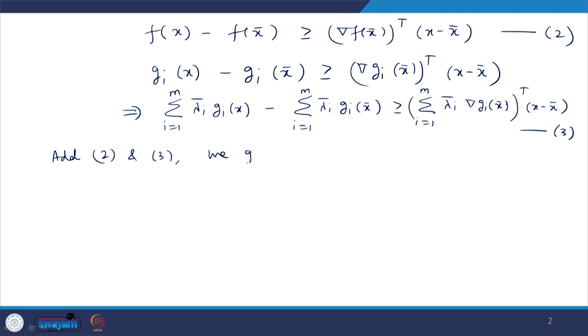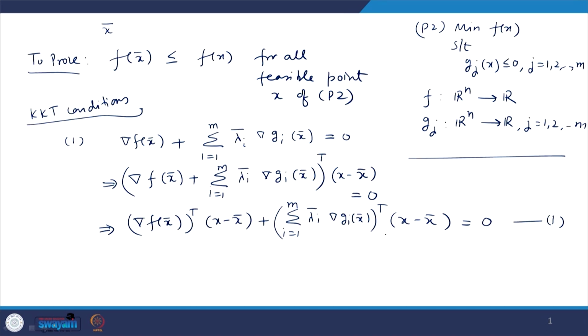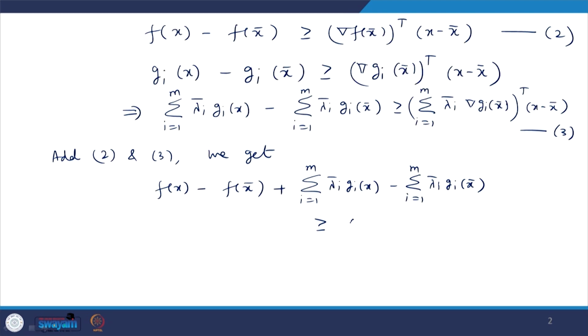So, what we get is f(x) minus f(x bar) plus summation i from 1 to m lambda_i bar g_i(x) minus summation i from 1 to m lambda_i bar g_i(x bar) is greater than or equal to. What do we have on the right hand side? We have this transpose (x minus x bar) plus this transpose (x minus x bar), which from 1 is equal to 0. So, we can directly write this is greater than or equal to 0 from 1.